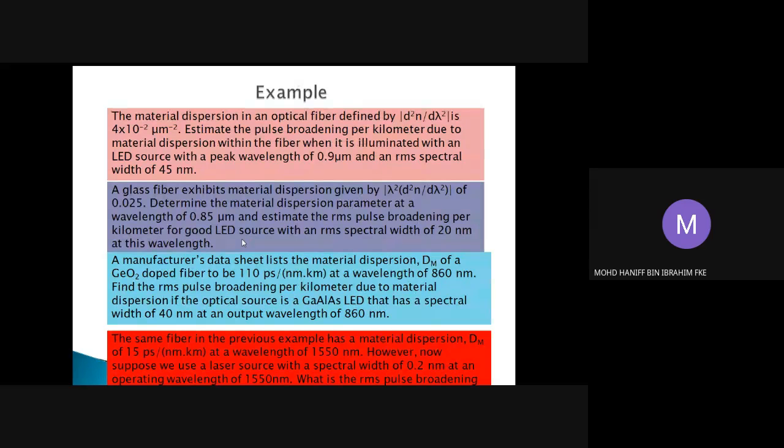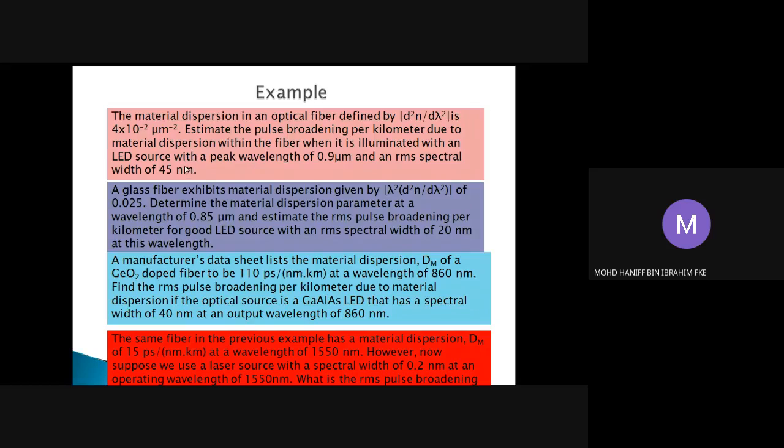Okay, so let's have a look at this example on material dispersion. I'm hoping that by this example, you can understand the material dispersion clearly. Okay, so number one, we have a material dispersion in optical fiber, which is defined by d squared n over d lambda squared, which is 4 times 10 power of negative 2 per micrometer squared.